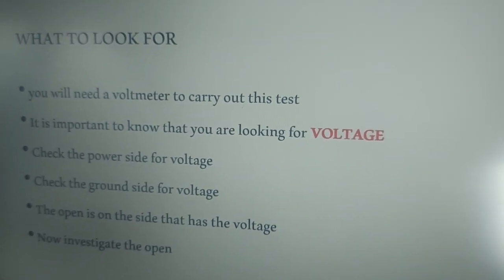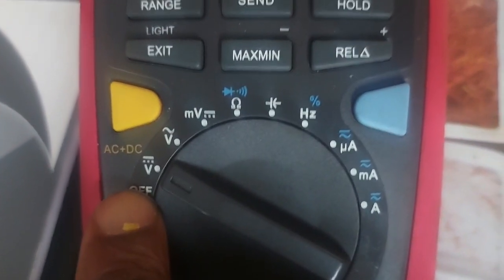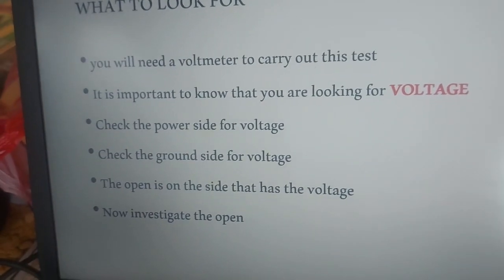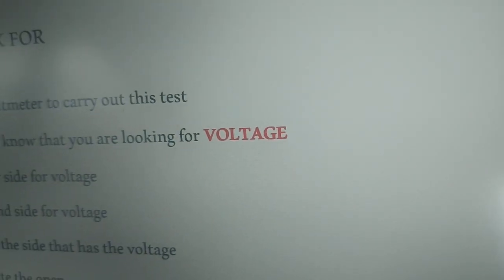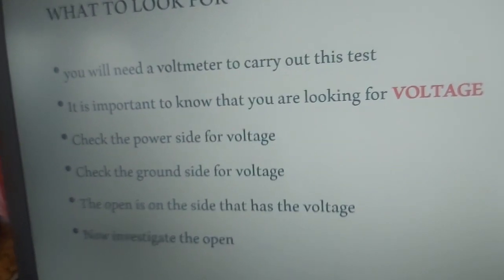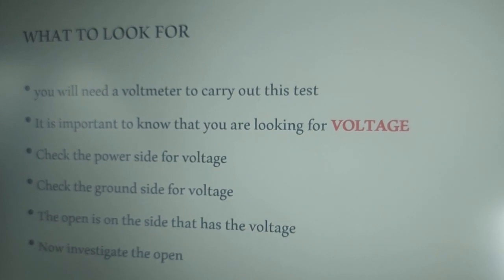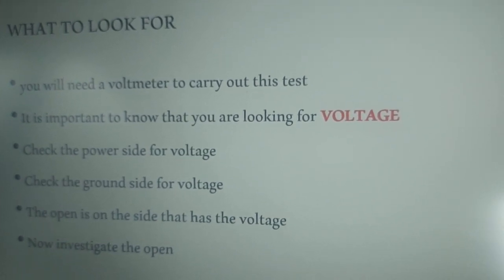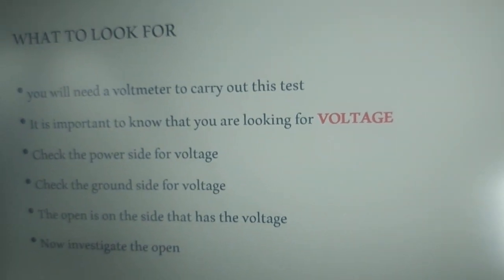So point number 1, we're saying you will need a voltmeter to carry out this test, which we have. There is one there sitting ready, and we have selected volts. I'm saying it is important to know that you are looking for voltage. This time when you deal with an open circuit, you are looking for where the voltage is. Where your voltage is, that's where your open is. What do I mean by where?